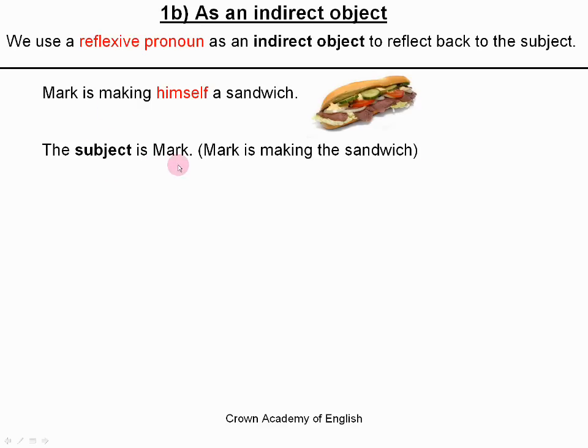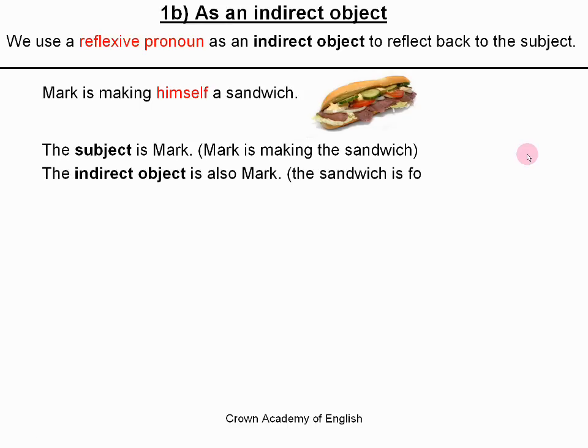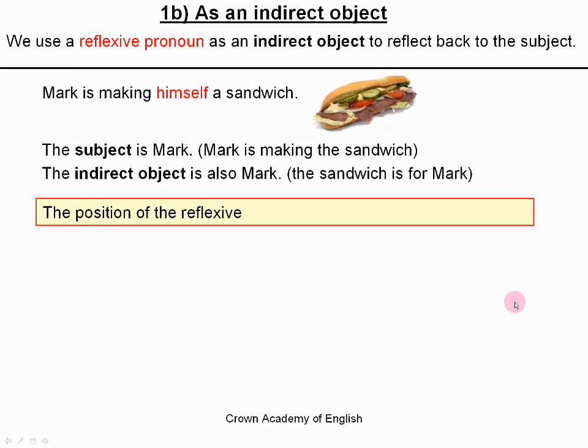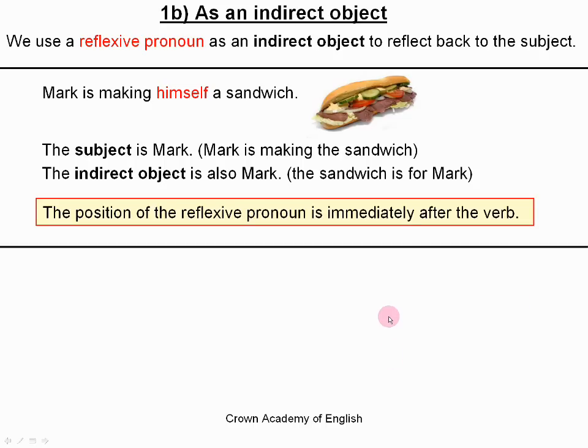Again, the subject is Mark, because it is Mark who is making the sandwich. And this time, the indirect object is also Mark, because the sandwich is for Mark. So, in this sentence, sandwich is the direct object, and himself is the indirect object. And this reflects back to Mark, the subject. Here, again, the position of the reflexive pronoun is immediately after the verb making, and then the reflexive pronoun.